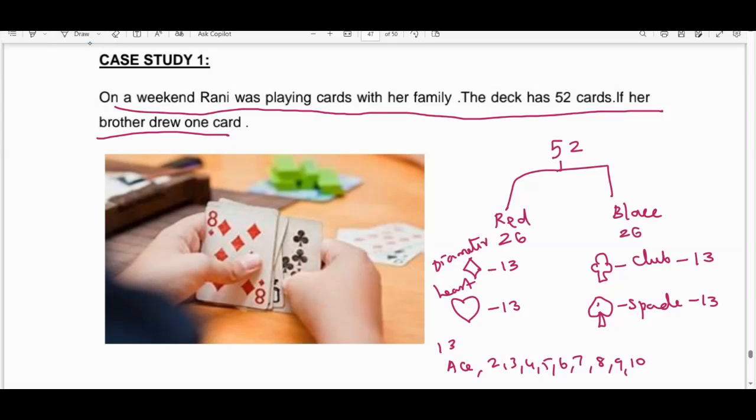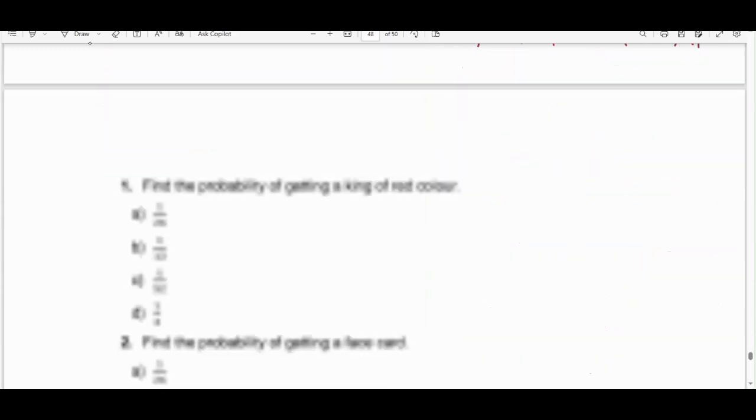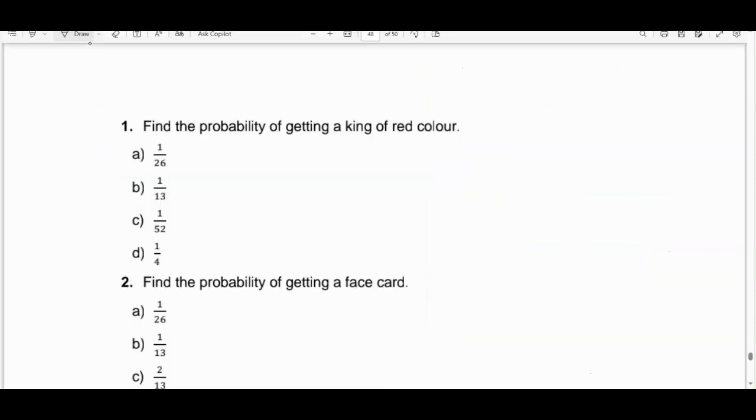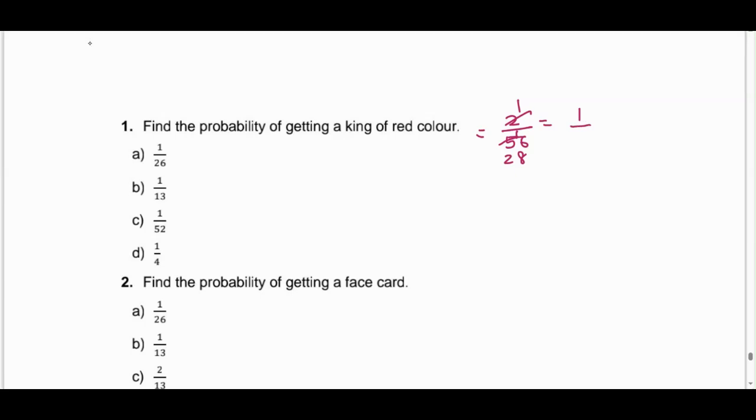So we will move on with the question. To solve the problem, find the probability of getting a king of red card. So here how many red kings do we have? You'll have only two kings in the red cards, out of 52 cards in total. So it will be 2 by 52, which is nothing but 1 by 26. So the answer is 1 by 26.